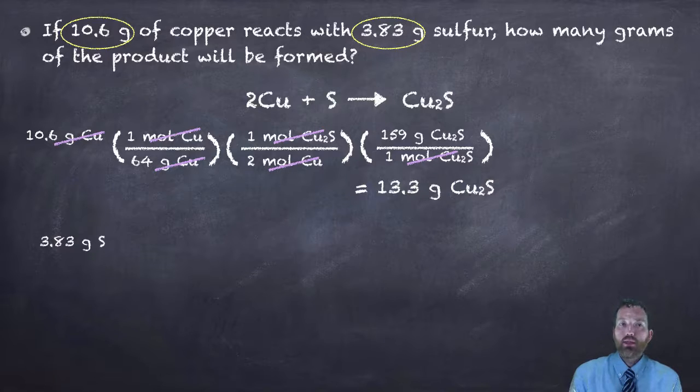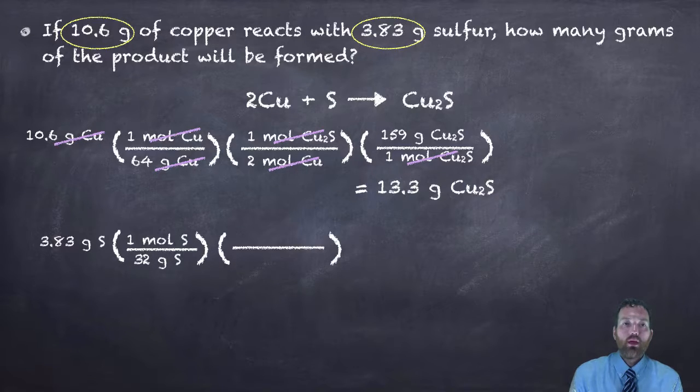Okay, we're not done yet. We need to do this again for the other reagent that they gave us, the 3.8 grams of sulfur. So the first step is always to convert to moles. To do that, we'll divide by the molar mass of sulfur. You get that right off the periodic table. That's 32 grams per mole. Our second step is our mole-mole ratio step. It looks like we have 1 mole of sulfur for every 1 mole of our product.